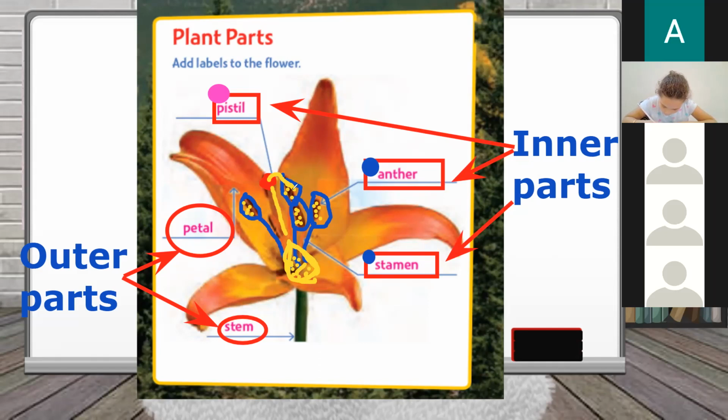A sperm comes from the anther, from the male part, and goes into the female part, through the pestle and inside the egg. When the egg joins with the sperm, they make a fertilized egg. The process name is fertilization. When I say fertilization, what do I mean?